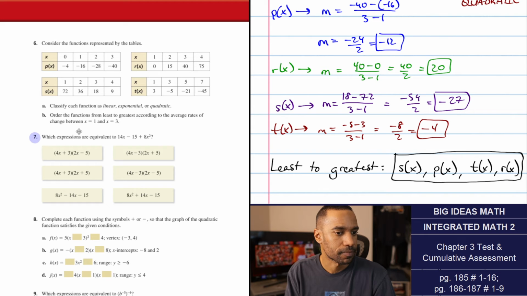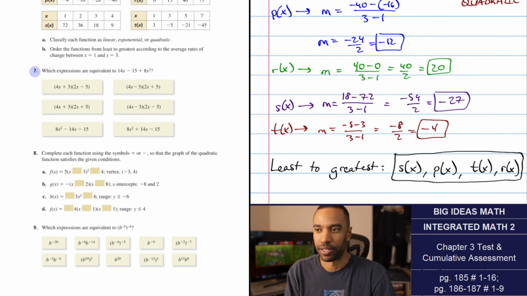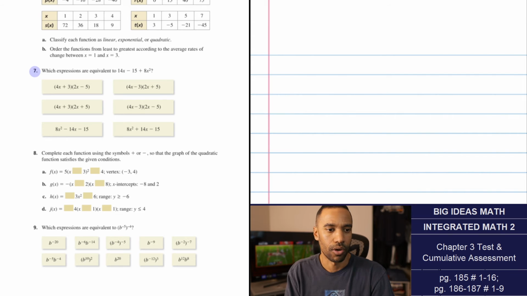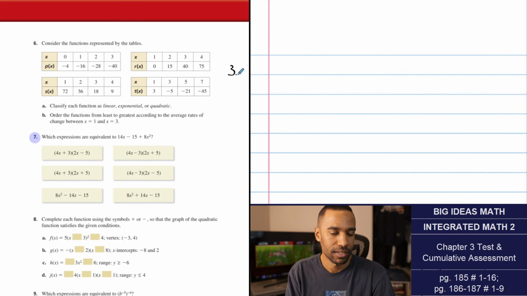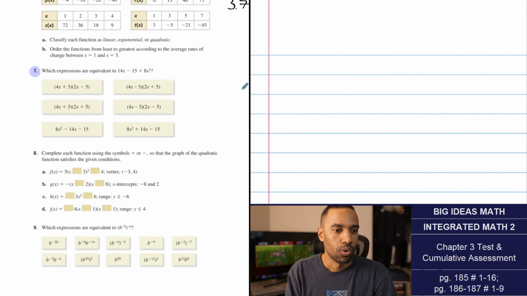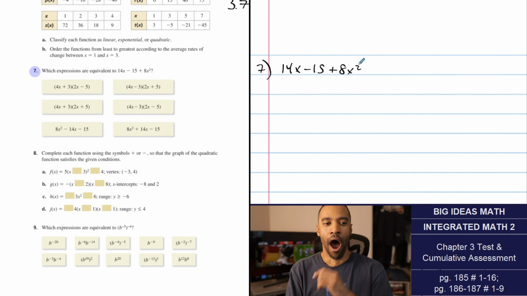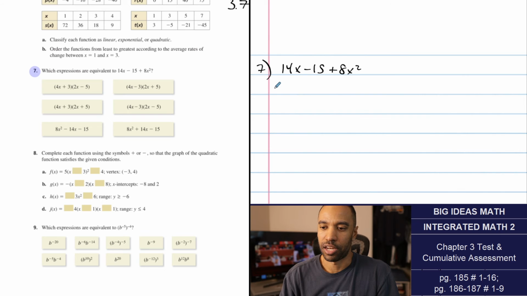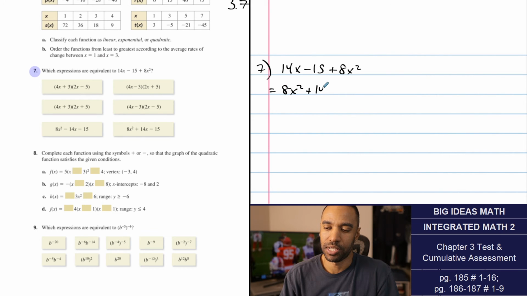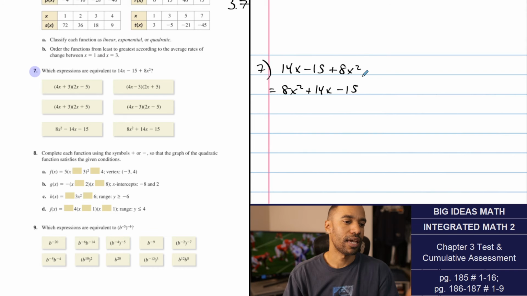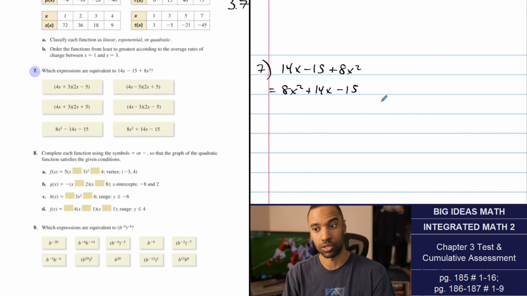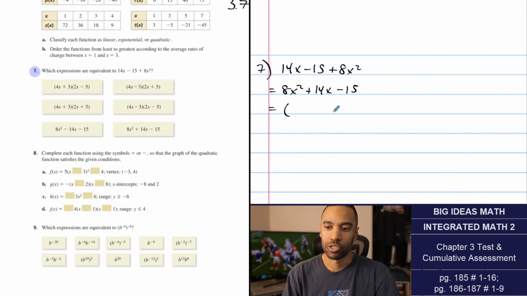Number 7. Which expressions are equivalent to... Oh, that section was likely 3.8. Wait, 3.7. Which expressions are equivalent to 14x minus 15 plus 8x squared? Excuse me. So, first of all, I'm going to rewrite this thing in standard form. 8x squared plus 14x minus 15. And looking at the selections, it looks like this is factorable, potentially, right? My goal is to try and factor this thing out.